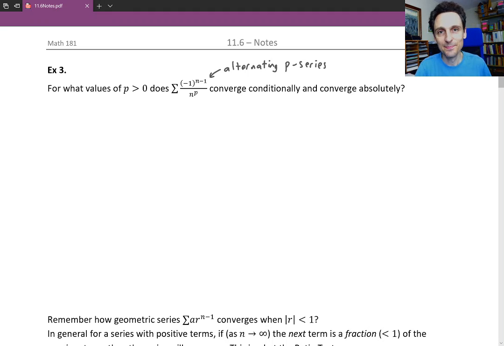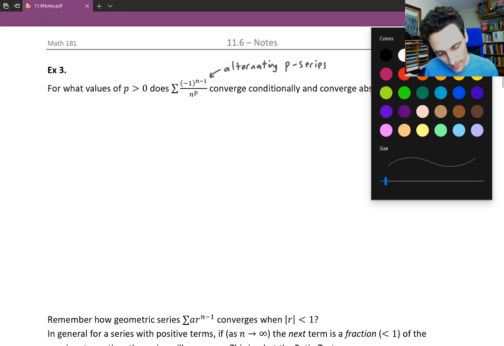Hello and welcome back. Example 3 asks, for what values of p greater than 0, so positive p, does the series -1 to the n minus 1 over n to the p converge conditionally and converge absolutely? This kind of series is sometimes called the alternating p series. So something of this form would be an alternating p series. It's alternating, and it's like a p series.